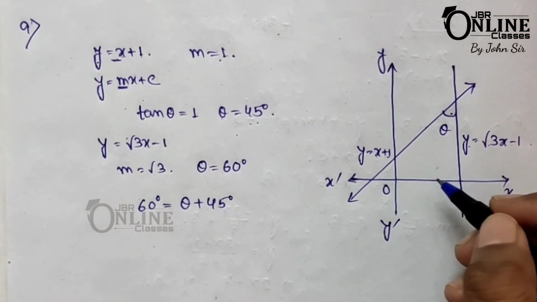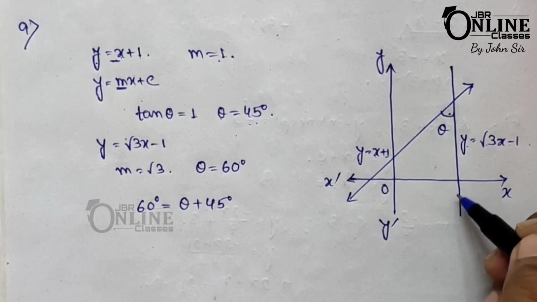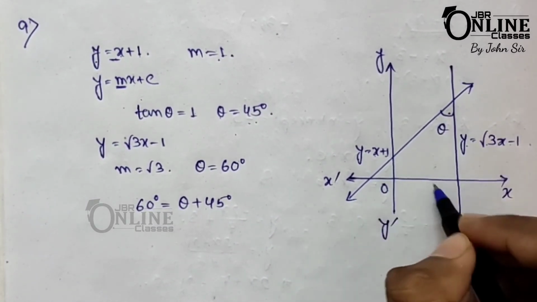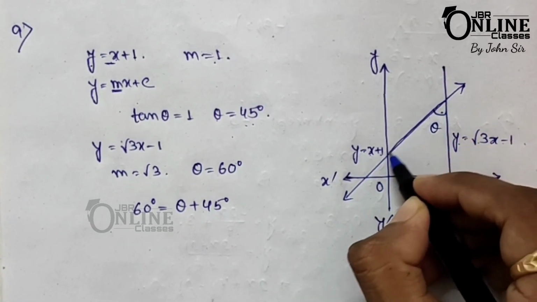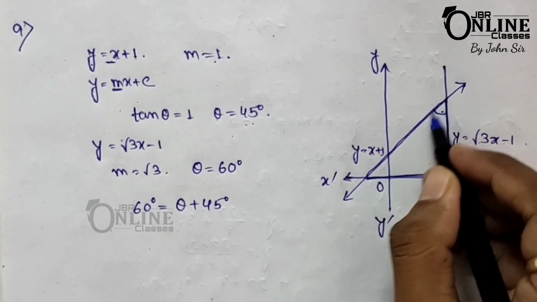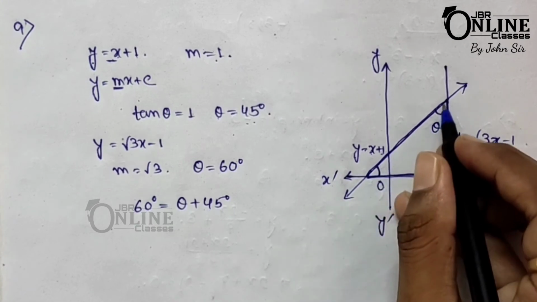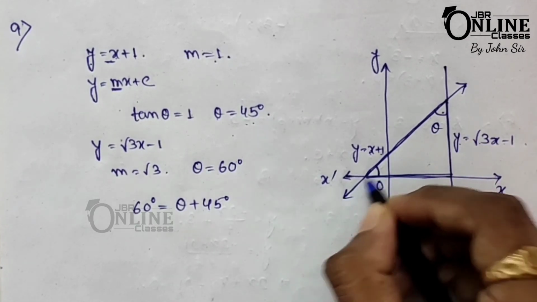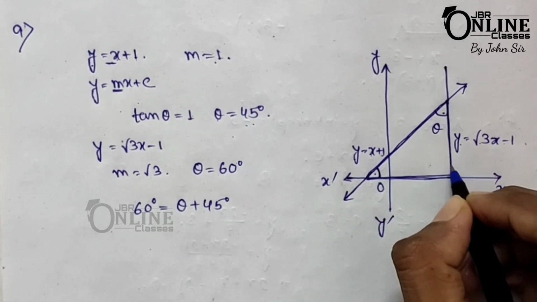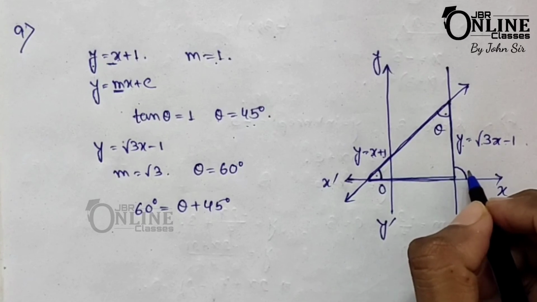Let me repeat it again. This is the first straight line and this is the second straight line. These two lines and the x-axis formed a triangle, this is the triangle in this diagram. The slope angle of the first straight line is 45 degree, and the slope angle of the second line is 60 degree.